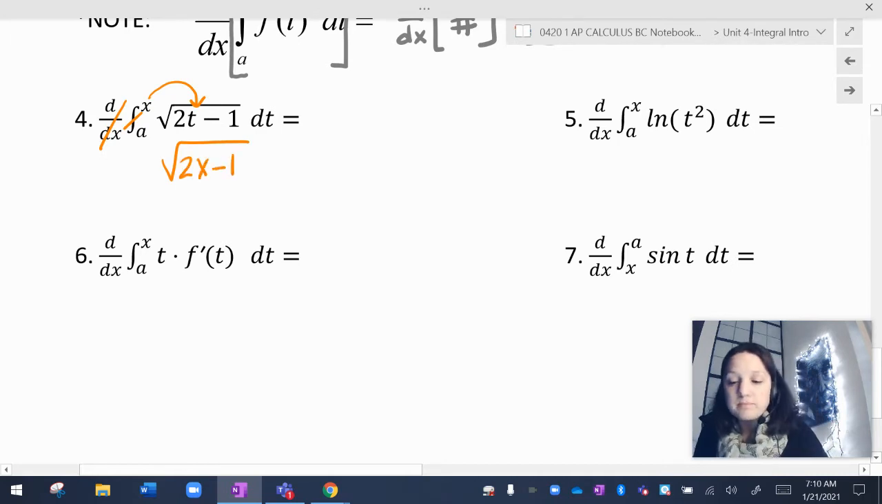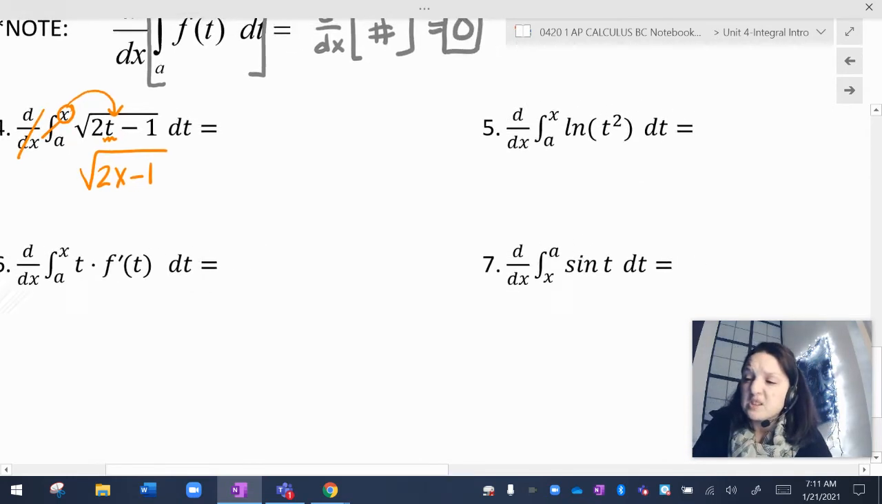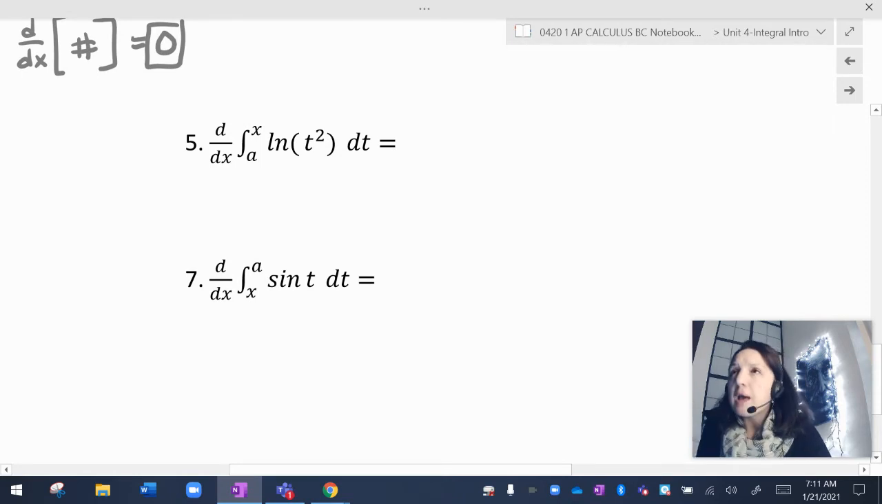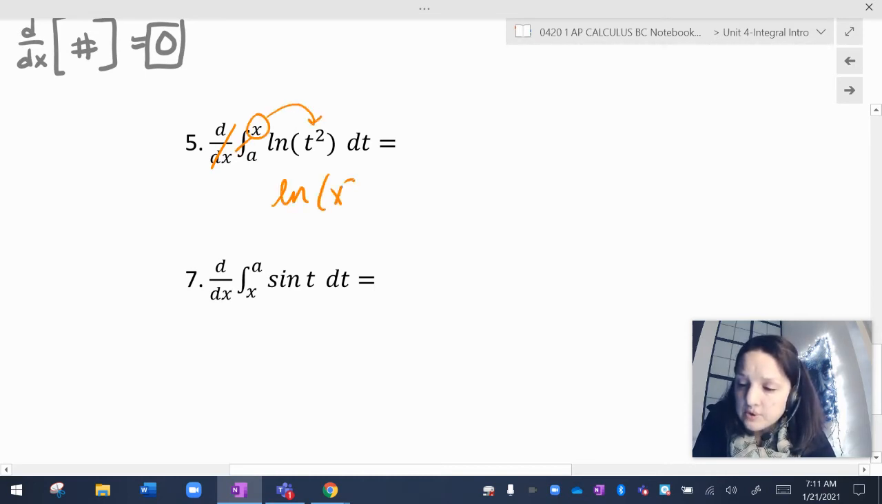2x minus 1. Now, also, if your integral is not in terms of t and it's in terms of like y or r or theta, it doesn't matter. Whatever this variable is drops in for whatever variable your integrand is in terms of. It's a dummy variable anyway. So when I get to number 5 here, d dx, a to x, I got the same thing. Derivative and the integral cancel. The x drops in here, ln x squared. That's it.